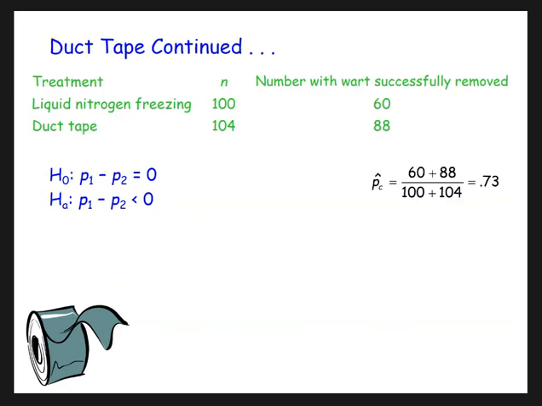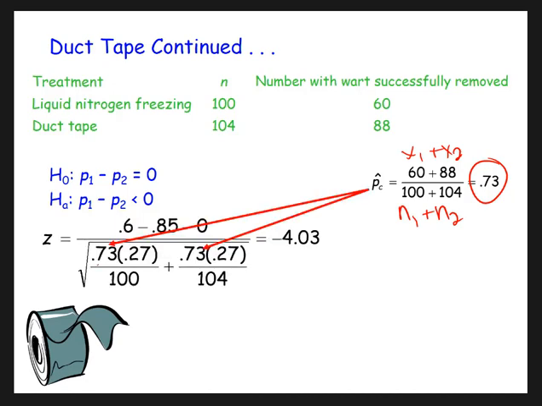So for our test, we're going to do our pooled proportion. All we're doing there is taking x1 plus x2, which is an easier way of doing it than the formula from before. So that's the 60 plus the 88, the successful ones, over n1 plus n2, giving us 0.73. So that is that combined proportion.